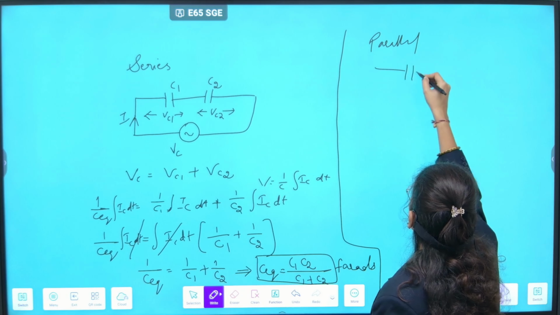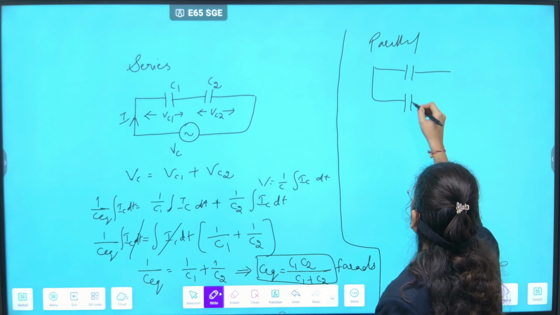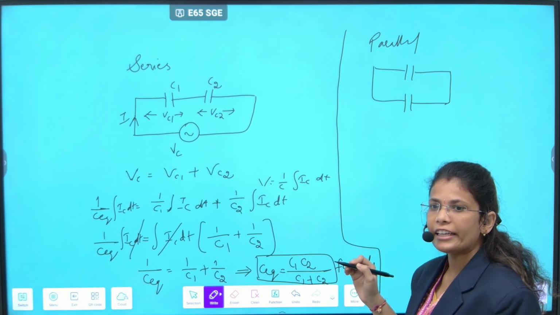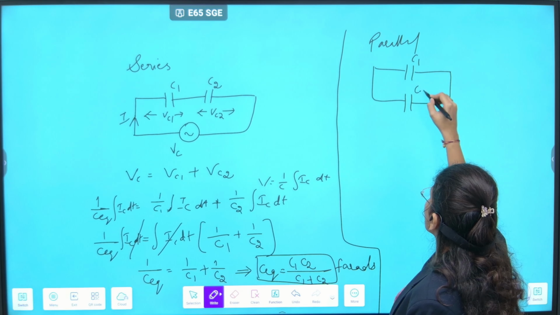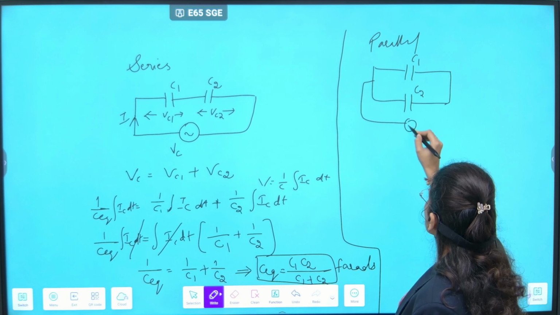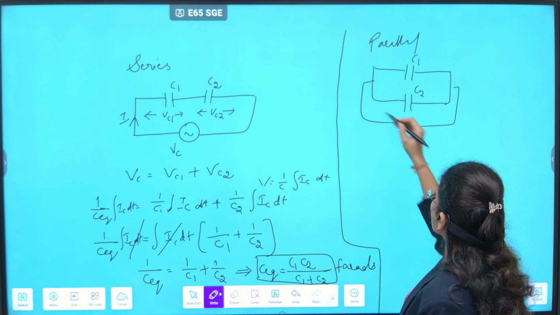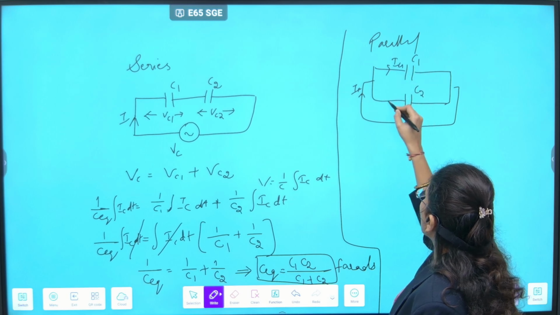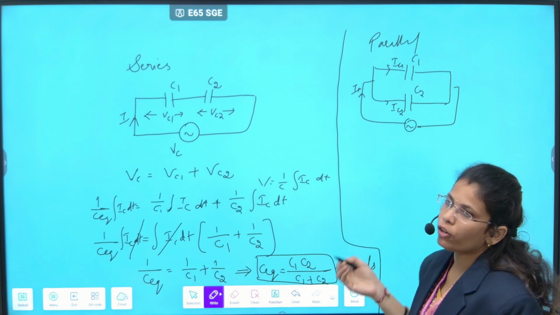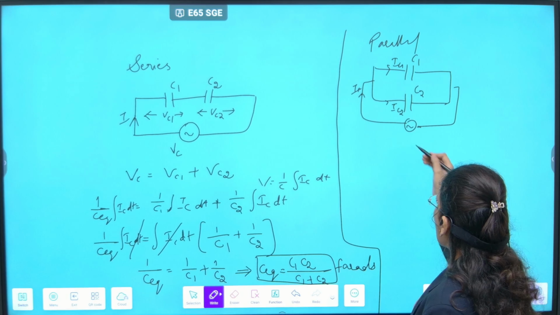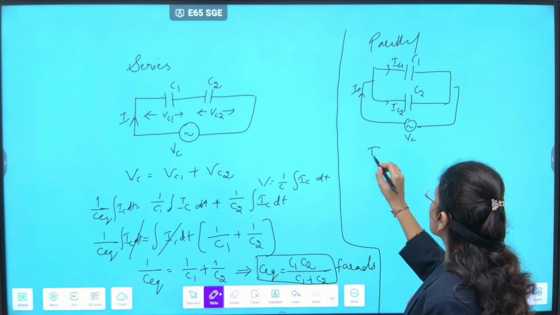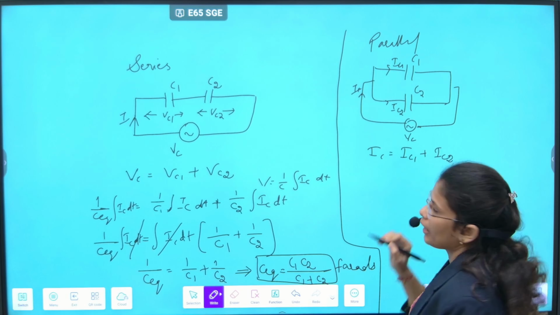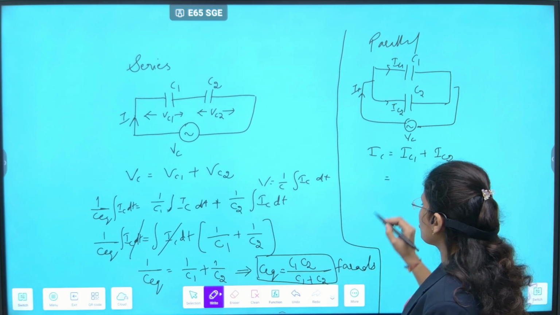If two capacitors are connected in parallel, parallel connection means the starting end of one element should be connected to the starting end of the second element, and the ending end of the first element should be connected to the ending end of the second element. In parallel connection, current is divided as IC1 and IC2. Voltage across the capacitor will be the same, Vc. So IC is equal to IC1 plus IC2.